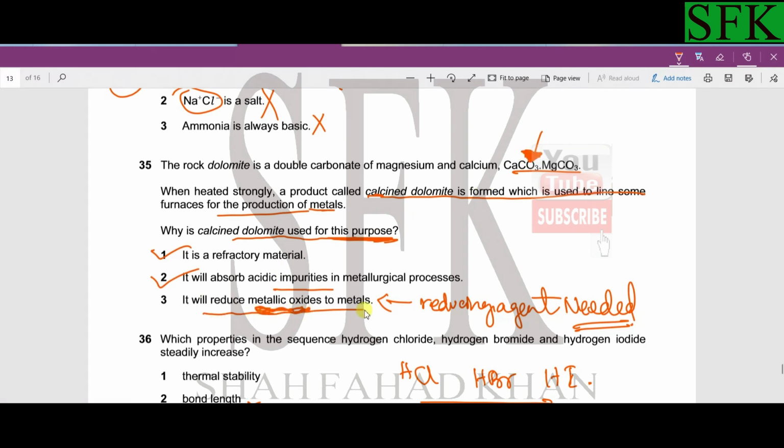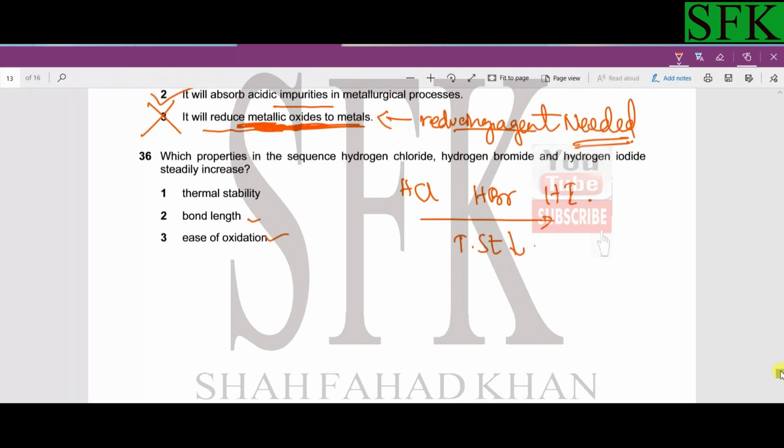It will reduce metal oxides to form metals. Well, actually, for this, we'll need very strong reducing agents. This is not a reducing agent, so three cannot be the answer. So one and two only are correct. Three is not correct. Metal oxides cannot be reduced by using only dolomite. Which properties in the sequence of hydrogen chloride, hydrogen bromide, and hydrogen iodide steadily increase?